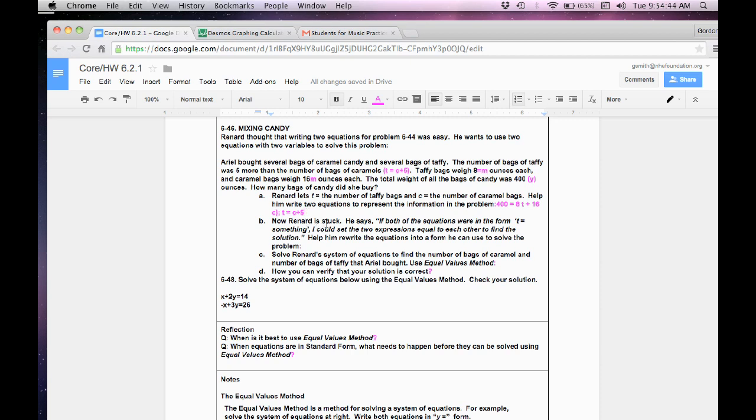But now Renard is stuck. He says if both equations were in the form of T equals something, I could set the two expressions equal to each other. In other words, he's trying to do the equal values method to find the solution. Help him rewrite the equations in a form so that he can solve the problem. So here we have T equals C plus 5. So T is alone here. What we want to do is rewrite this one to get T alone.